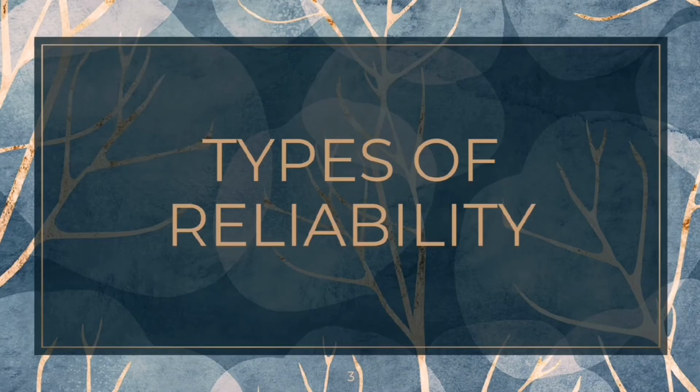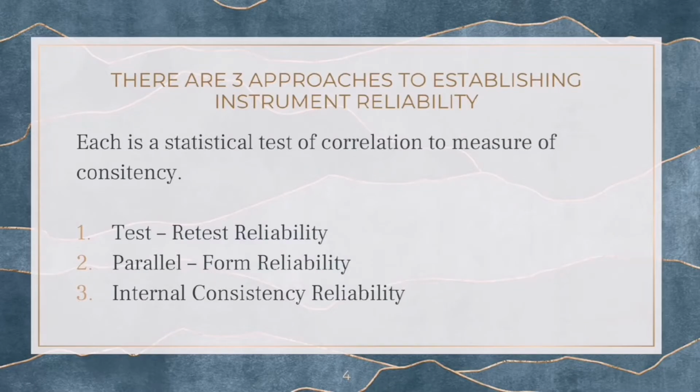To measure the reliability of the test, we have different types or methods na gagamitin. So, there are 3 approaches to establishing instrument reliability. Each is a statistical test of correlation to measure consistency. First is test-retest reliability. Second is parallel form reliability. And the last is internal consistency reliability.